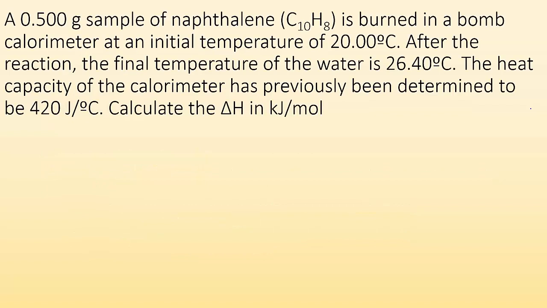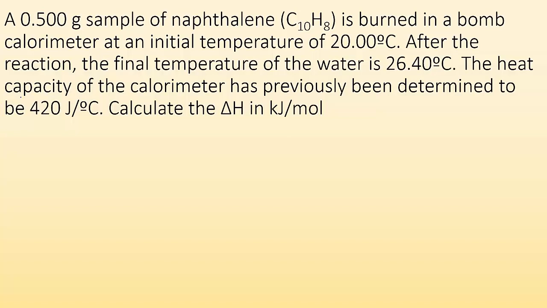So here's an example problem. It says a 0.500 gram sample of naphthalene, which is C10H8, is burned in a bomb calorimeter at an initial temperature of 20.00 degrees Celsius. After the reaction, the final temperature of the water is 26.40 degrees Celsius. The heat capacity of the calorimeter has previously been determined to be 420 joules per degree Celsius. Calculate the delta H in kilojoules per mole.